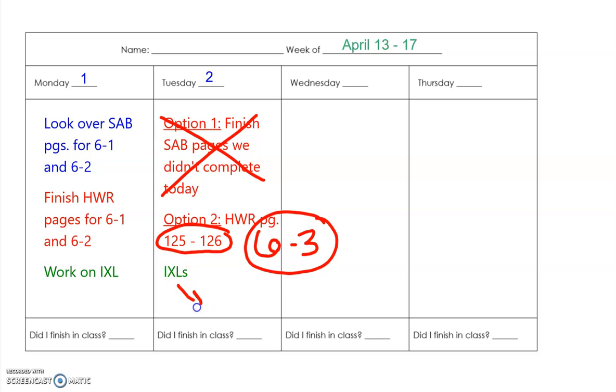Or you can go check out my weekly plan. In my weekly plan that I sent out to you, I may have told you a few IXL lessons that would match today's lesson. So you could try that one out as well. The option is totally up to you. Okay? Log into our Zoom call if you need some help.